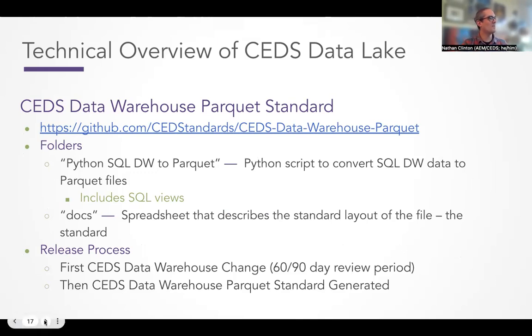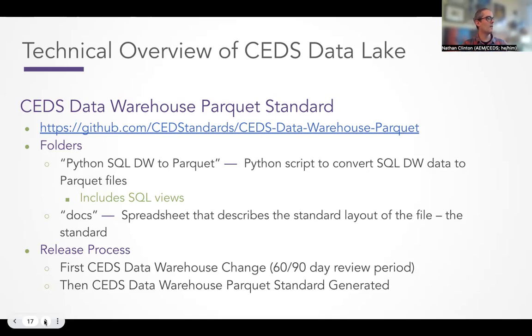When you go out to this repository, you'll find that there are two main folders. First is a folder called Python SQL DW to Parquet. This is the Python script that we use to develop the standard. It takes data from the data warehouse using a series of SQL views that we created, and will actually create the Parquet files for you. So you can convert your data from the SQL data warehouse to Parquet format. In this project, the Cedar Labs team uses the SQL views to do a direct extract from the warehouse and bring that into their data lake.